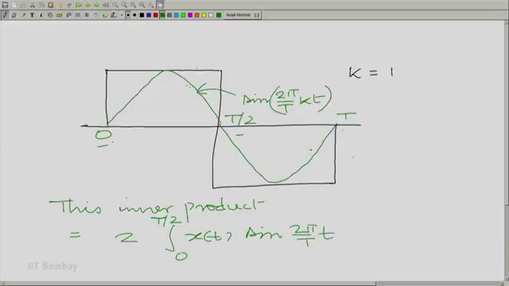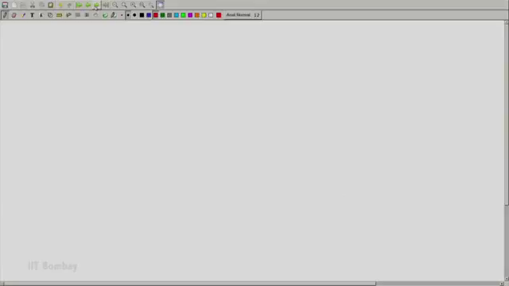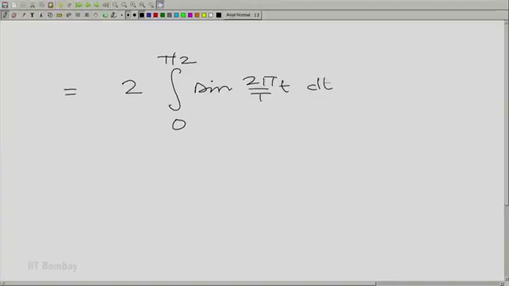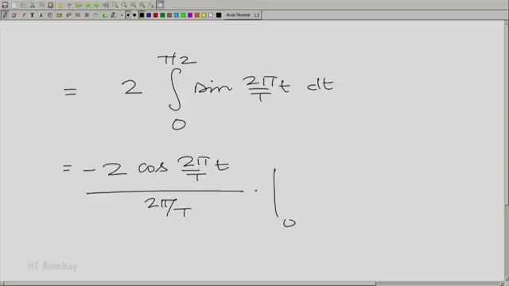You are talking about k equal to 1. And of course, x(t) is equal to 1 for that interval. So, what do we have here? Very simple. We have 2 times the integral from 0 to T by 2 of sine(2 pi by T t) dt, and that is minus evaluated. So, minus 2 cos(2 pi by T small t) divided by 2 pi by T, evaluated from 0 to T by 2.